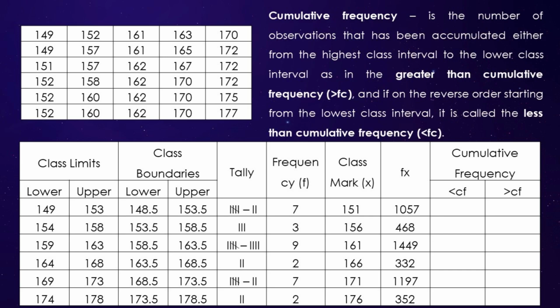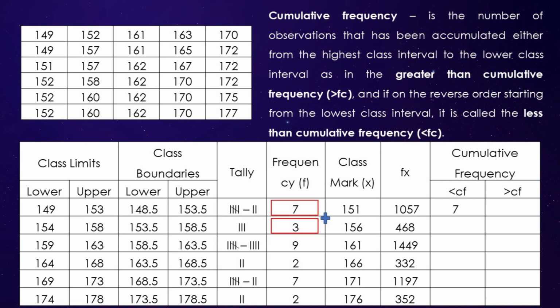Next is the last part to complete the frequency distribution table: the cumulative frequency. It is the number of observations that has been accumulated either from the highest class interval to the lower class interval, as in the greater than cumulative frequency, or in the reverse order, starting from the lowest class interval, which is called the less than cumulative frequency.